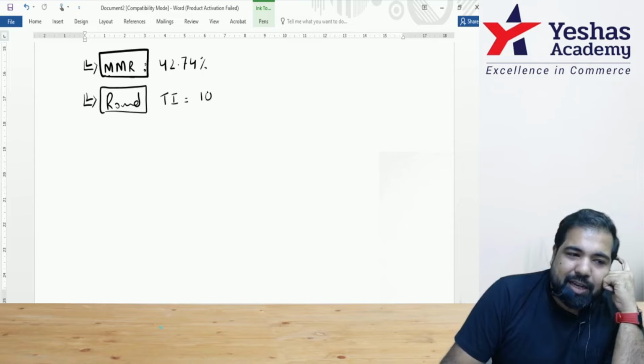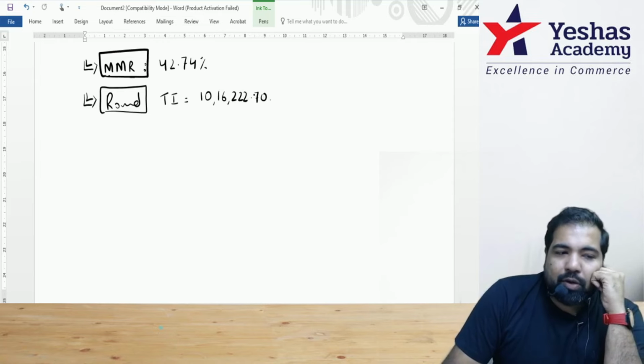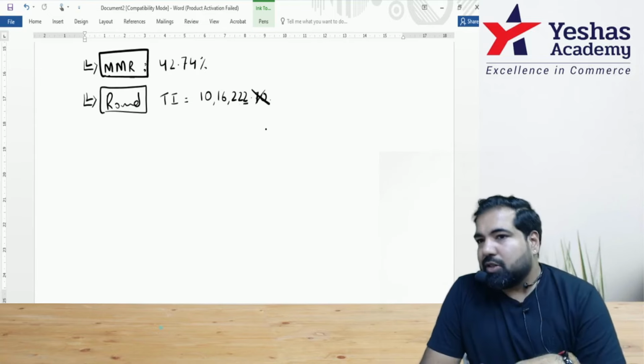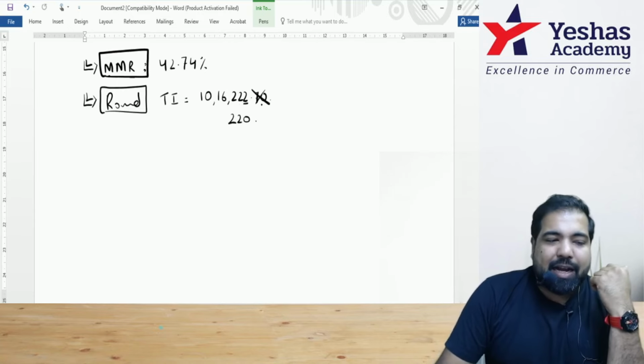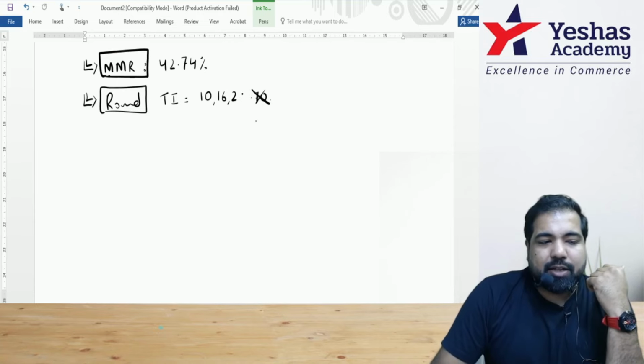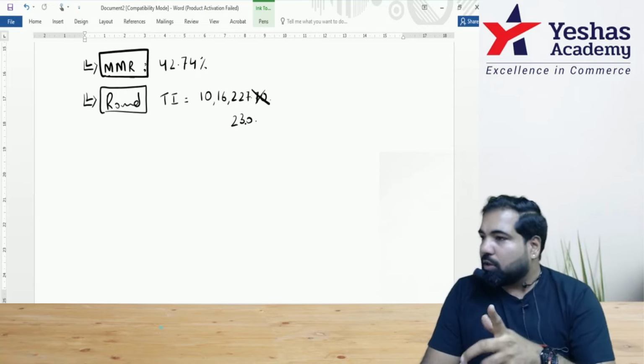If your total income is 10 lakh 16,222.7, then what will you ignore, guys? The 7. And in 222, you see the last digit. If the last digit is less than 5, it will go to the earlier, 220. And the same number, but if the last digit is, let's say, 227, then it will become 230. This is called nearest 10.